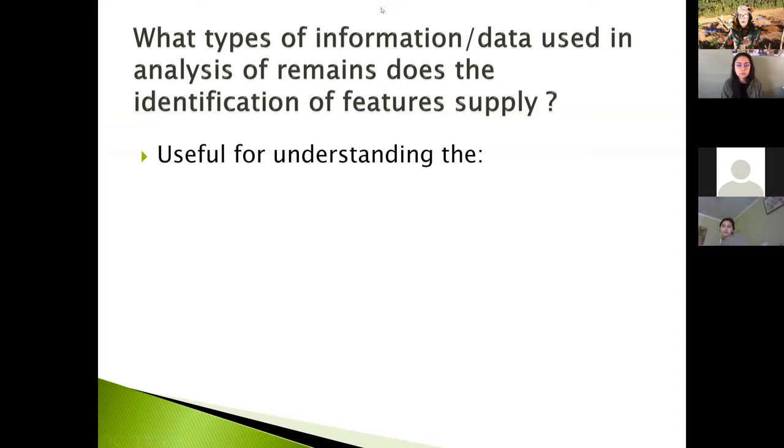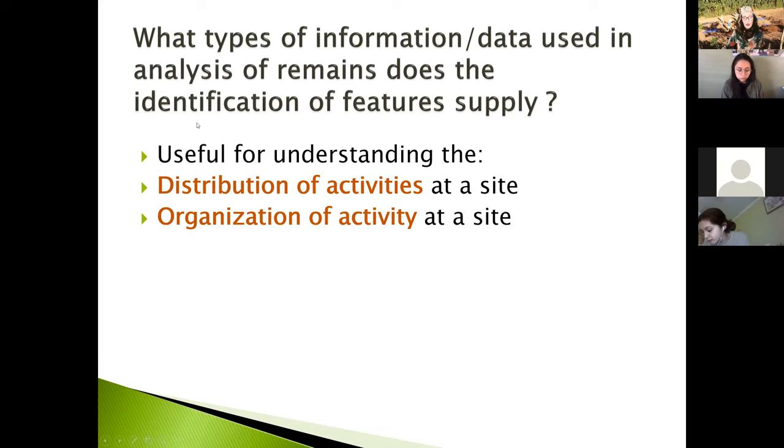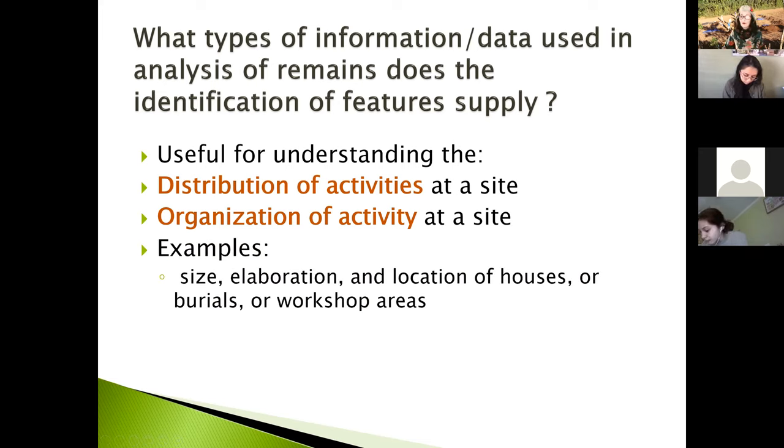So, what different kinds of information or data do we get from finding features? When we locate a feature at an archaeological project, we're very excited, because we're seeing a grouping of things that were put in a particular spot on purpose and were used together. And it allows us to be much more aware of how people were organizing activities, what things they were using for a real action, for a real event, and where in their community they decided to do those activities. So distribution of action or organization.